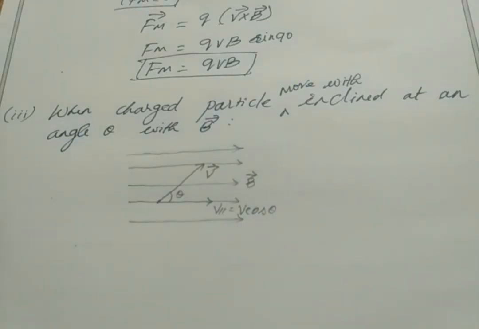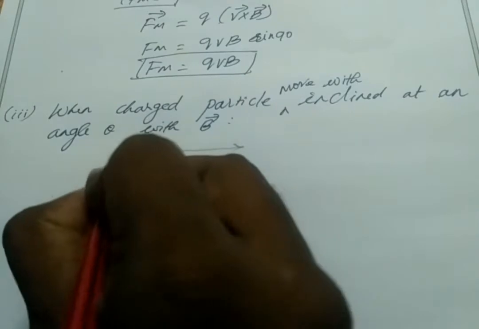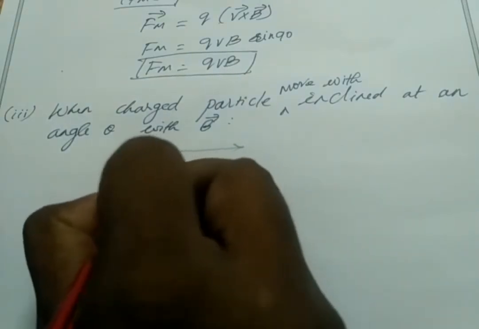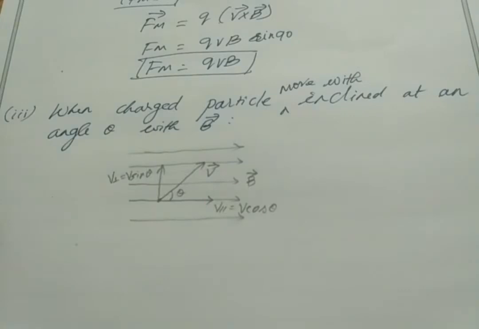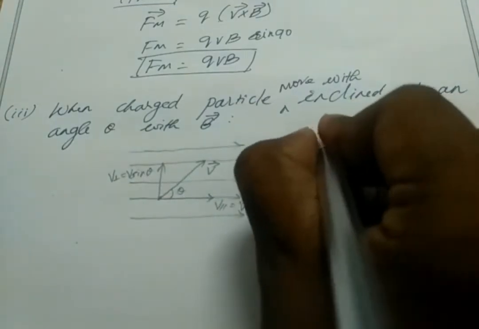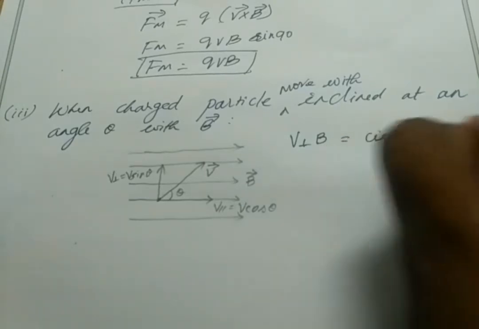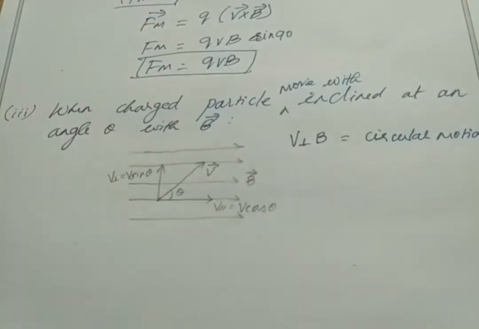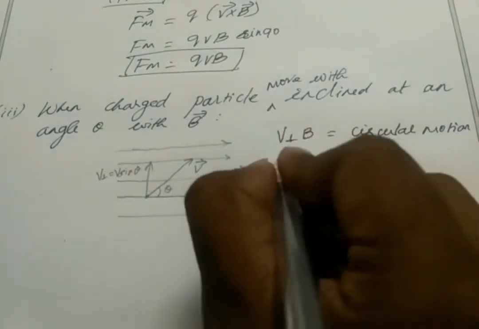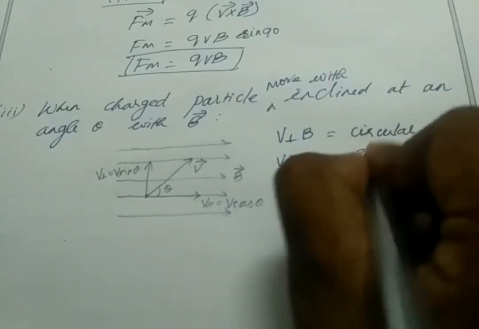Then we have another component, the perpendicular component. So we take it as V sin theta. Okay, perpendicular component will be V sin theta. Clear? So if our velocity is perpendicular to the magnetic field, then we get circular motion. Right? If our velocity is parallel or anti-parallel to the magnetic field, then we get a straight path.